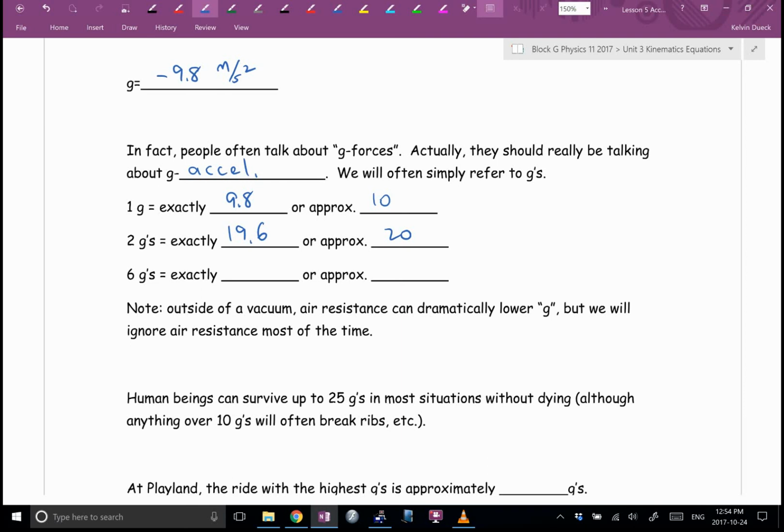6 G's is exactly, what's 6 times 9.8? It's going to be a little less than 60. Calculator, go. Come on, somebody. What's 6 times 9.8? 58.8? Or approximately 60.